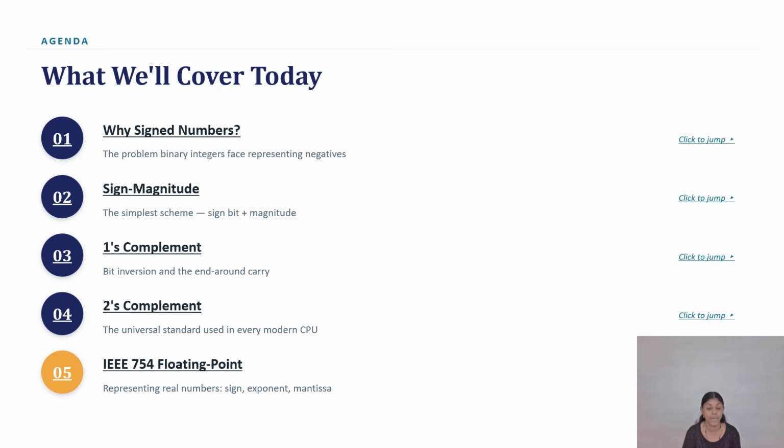And the last section, which I considered as part 2 of today's topic, is IEEE 754 floating point. So how to represent real numbers? By definition, as sign, exponent as well as mantissa. We will see one by one.